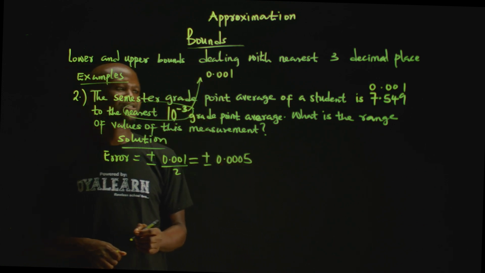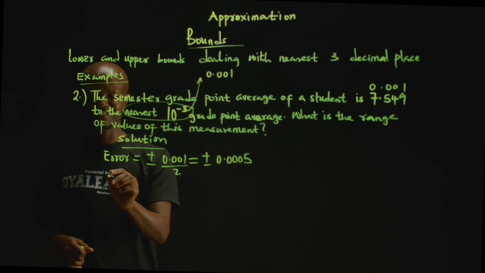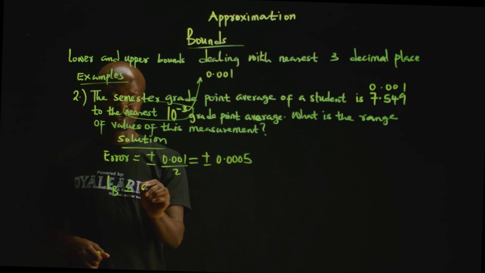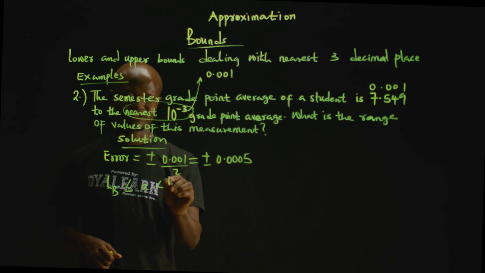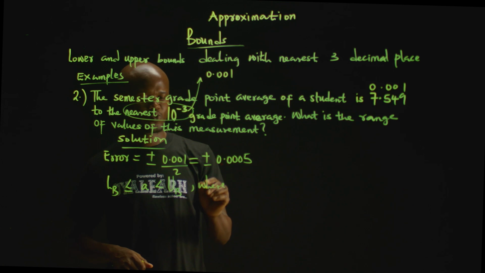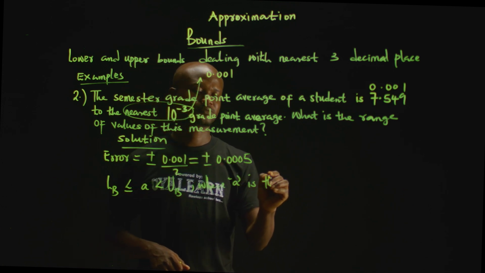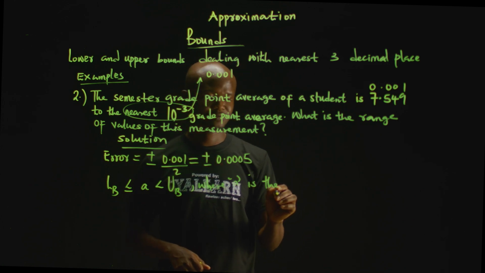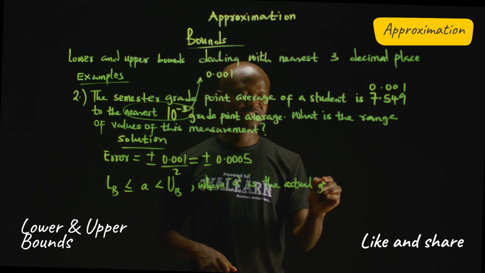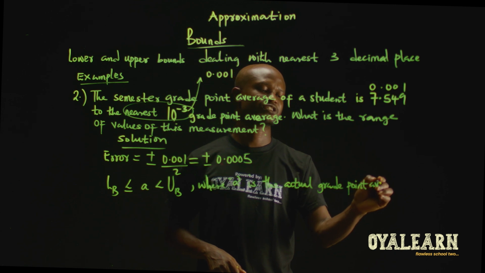So in this case, we want to get the range of values of this measurement. And it's in the form L subscript B less than or equal to A less than U subscript B, where A is the actual grade point average.